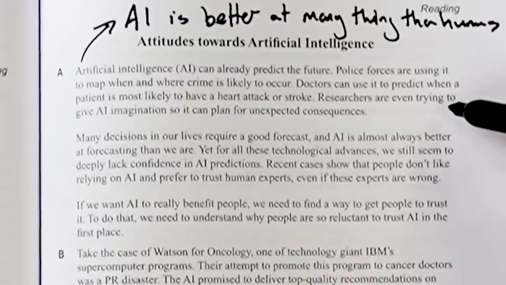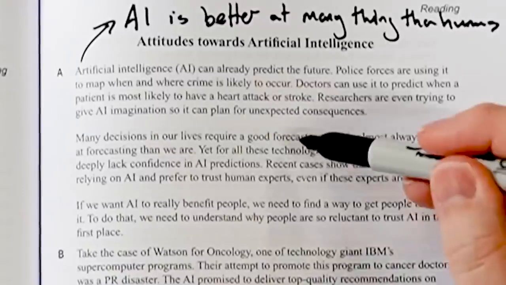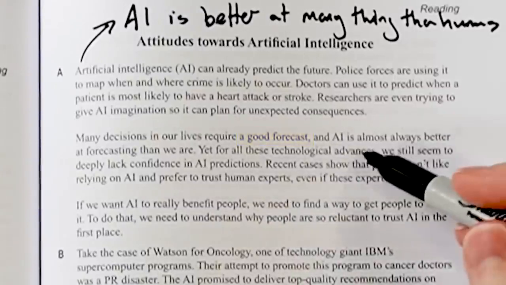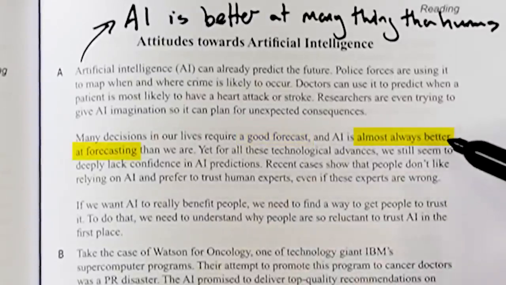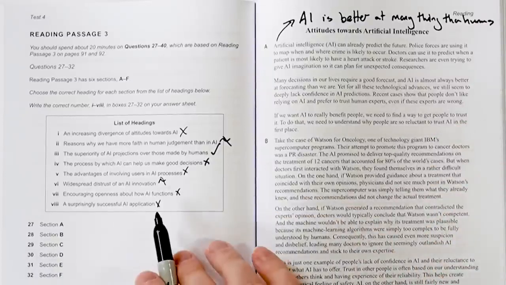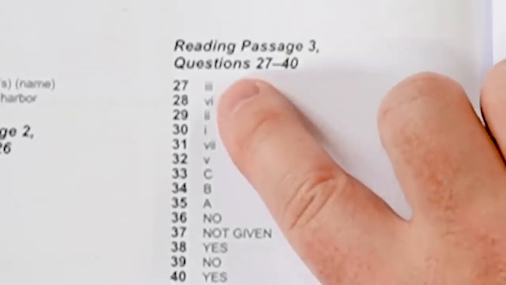So here it's talking about how it is very good. Talking about a good forecast, that is a projection, a prediction, is almost always better at forecasting. It is superior. So it is pretty obvious that the correct answer for 27 is 3. Let's see if this video was a complete waste of time and whether I got the correct answer or not. And 27 is 3. Whew. I was correct.